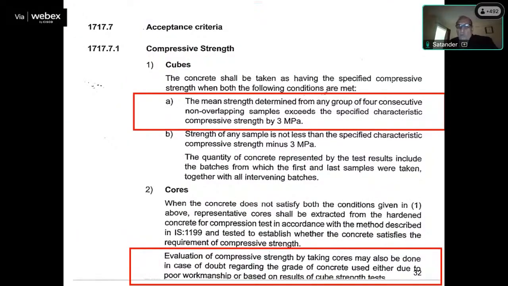This is regarding cores now. If you have a core, when do you cut the core? What does this code say? Only in case of doubt. Second line: evaluation of compressive strength by taking a core may also be done in case of doubt regarding the grade of the concrete. How to check that doubt? You have a rebound hammer. I don't know whether it is visible or not.